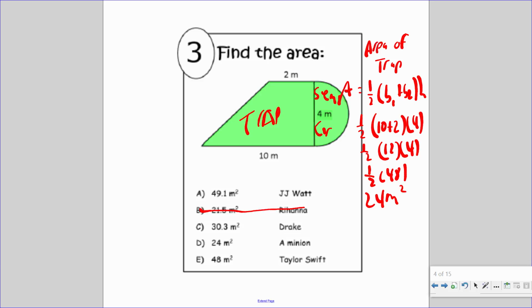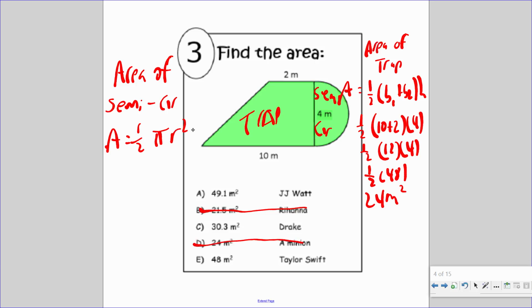So I know this is out, this is out. And so now let's do the semicircle. So the area of a semicircle is half of pi r squared.